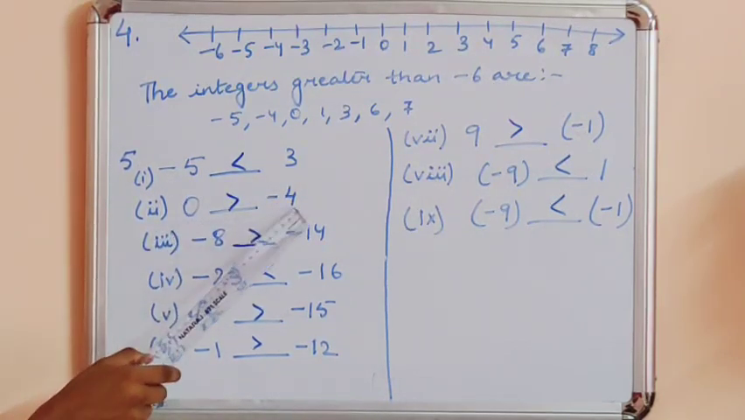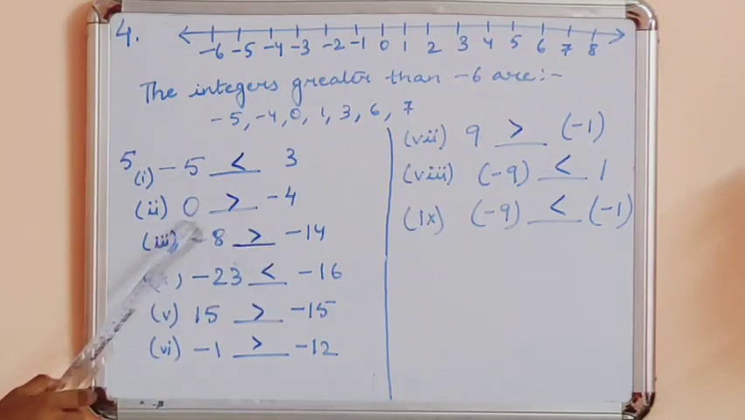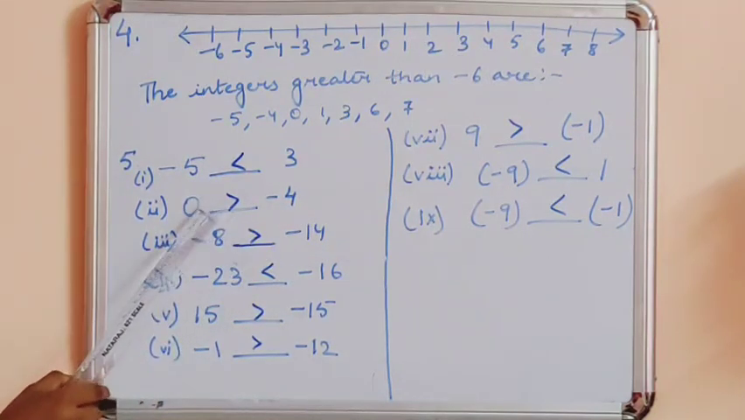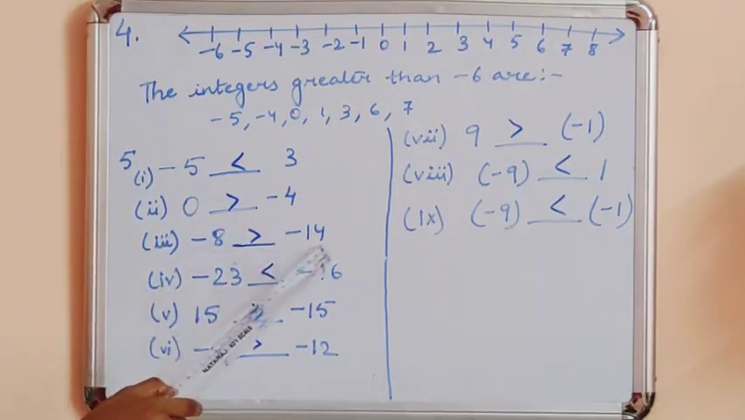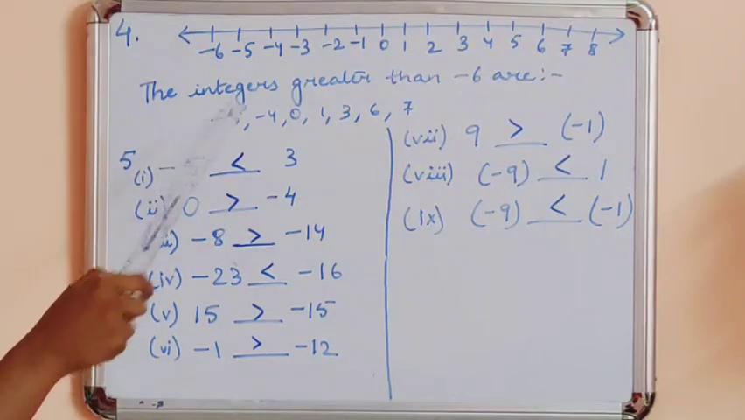Number 2, 0 and minus 4. We know that 0 is greater than any negative number. So 0 will be greater than minus 4. Now look at number 3. Minus 8 and minus 14. Both are negative numbers. Now for negative numbers, see here.